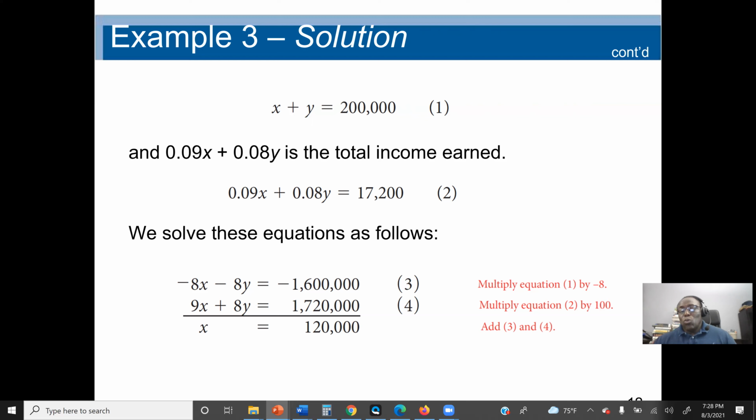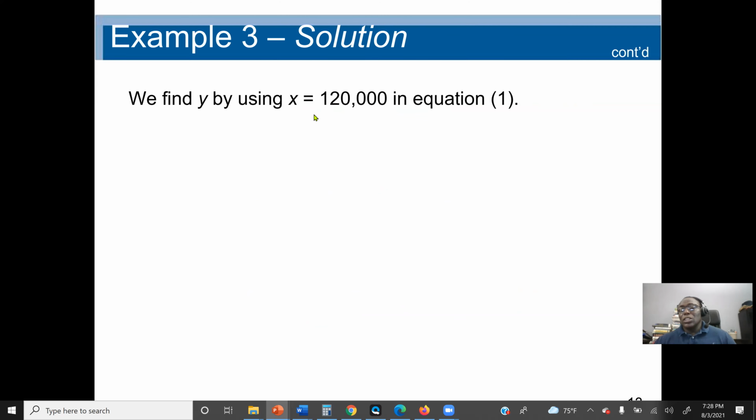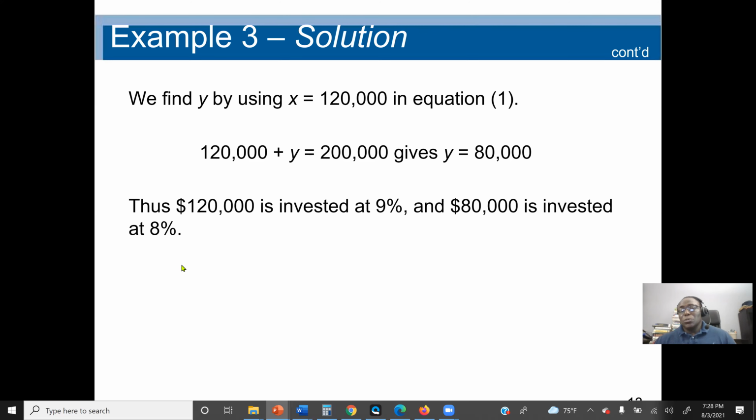So this means we invested 120,000 for the 9% interest. Then 200,000 minus 120,000 will give us 80,000, which means we invested 80,000 for the 8%. So this will be our solution. We found Y by using X, because we know X plus Y is 200,000. So Y is 200,000 minus X. This means 120,000 is invested at 9%, and 80,000 is invested at 8%, because 8% is Y and 9% is X. Those are the two variables we use.